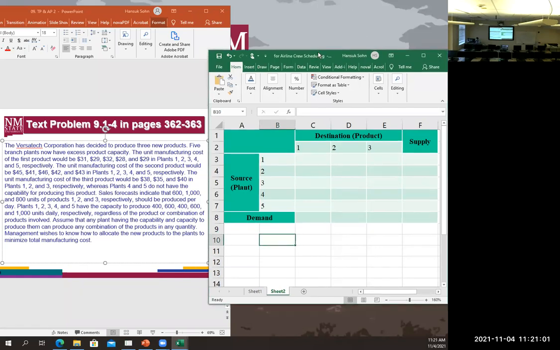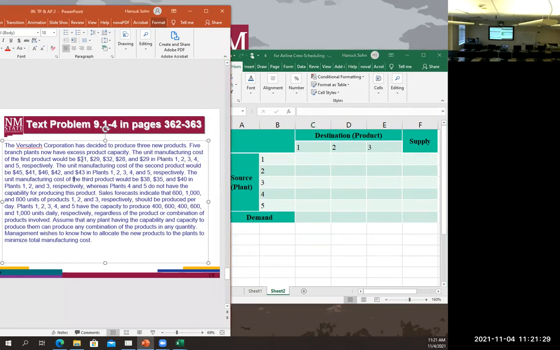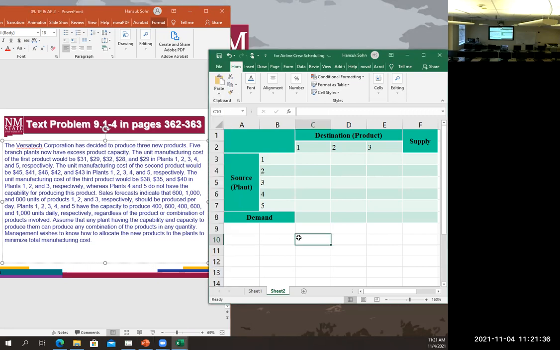Okay, so this is the parameter table that I'm going to complete. Here it does say unit manufacturing cost of the first product would be $31, $29, $32, $28, $29 in plant number 1. So all of these 5 values go here, right? Come in here, 31, 29, 32, 28, and 29.